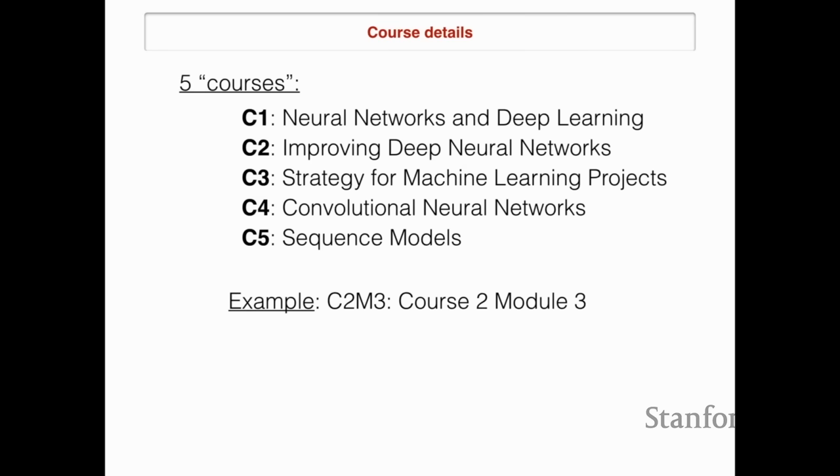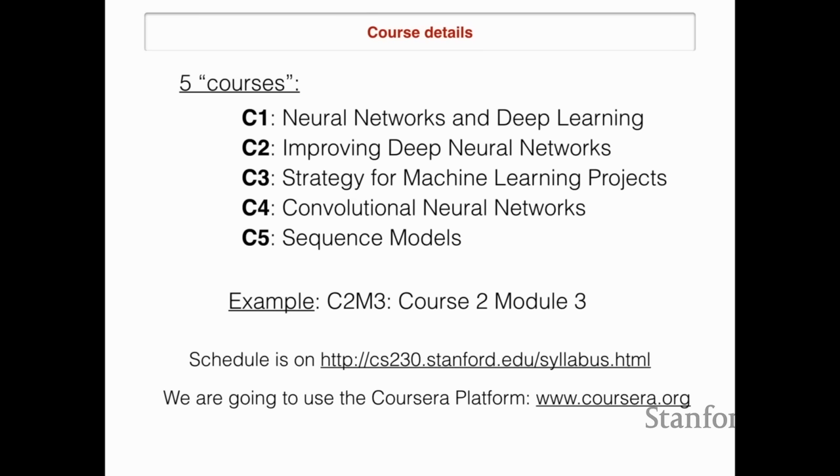We use a specific notation in CS230. So when I will say C2M3, it refers to course 2 module 3. So the third module of improving deep neural networks. Okay? And I'd like everyone to go on the website CS230 syllabus after the class to look at all the syllabus throughout the quarter, check when the midterm is and when the final poster presentation is. The schedule is posted there. So check it out.